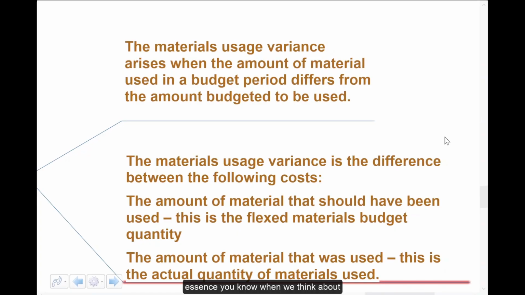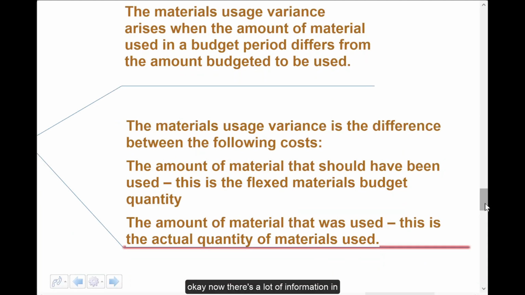In essence, when we think about this usage variance, it's going to be the difference between these two things. Should have been used, i.e. the flex material budget quantity, and was used, the actual quantity of material used. Now, there's a lot of information in these mind maps. There's a lot of information in the videos. Obviously, we're not going to be able to remember every single thing as we go from video to video. Let's just get a feel for it, memorize the basics, and work the questions.